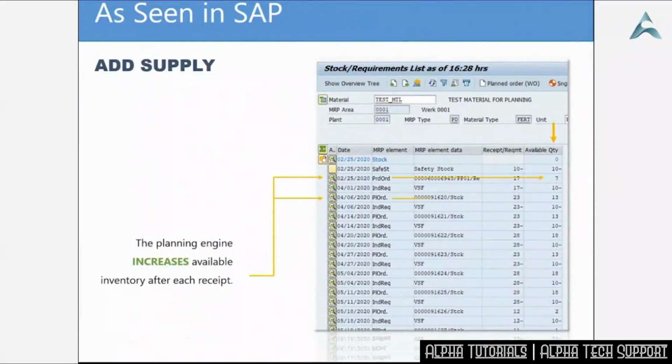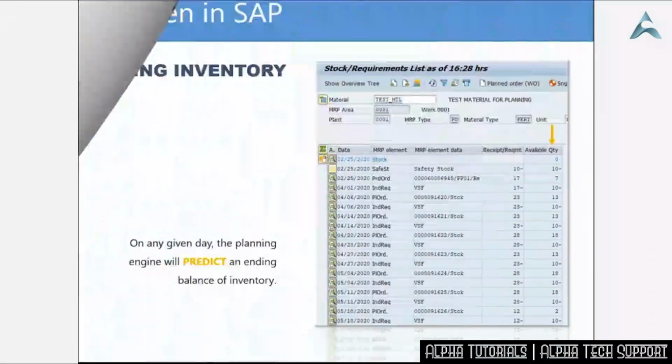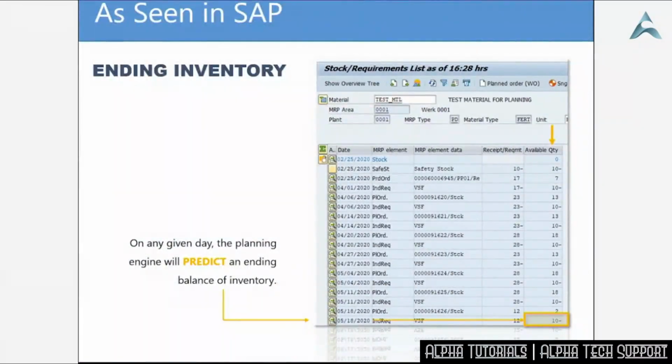Still in the same scenario, now see how the planning engine increases available inventory after each receipt element. If the receipt requirement quantity is a positive quantity, then the MRP element is a supply signal, or a receipt element. And each day, an expected inventory quantity will be determined after supply and demand signals are netted out. That's really all MRP is, a constant netting of supply and demand to ensure that when inventory is exhausted and demand cannot be met, then a receipt element will be generated automatically to replenish the inventory.